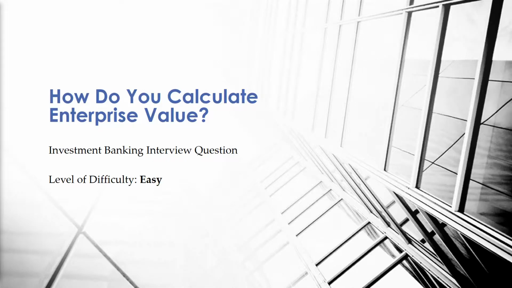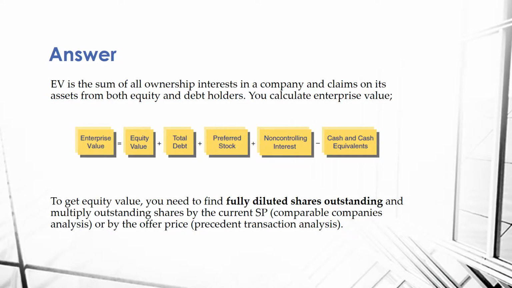How do you calculate enterprise value? Enterprise value, EV, is the sum of all ownership interests in a company and claims on its assets from both equity and debt holders. You can calculate enterprise value by adding equity value plus total debt plus preferred stock plus any non-controlling minority interest the business holds and subtracting cash and cash equivalents.